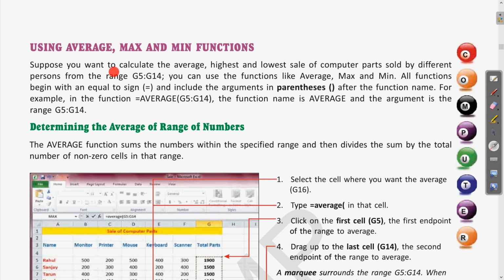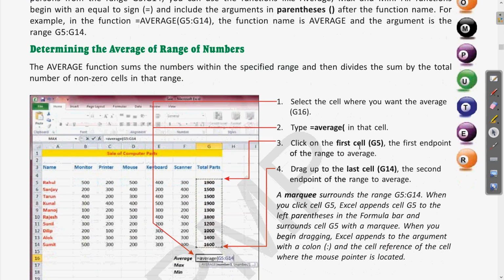So suppose you want to calculate the average, highest and lowest sale of the computer parts sold by different persons from the range G5 to G14. So in this example we have the range from, this is the column number G, that is why it is talking about that range. So here we have the column number as G, and it is ranging from row number 5 to row number 14. Clear? So that is why it is written this way. The range is G5 to G14. Clear? We will also apply these in the case of our example.